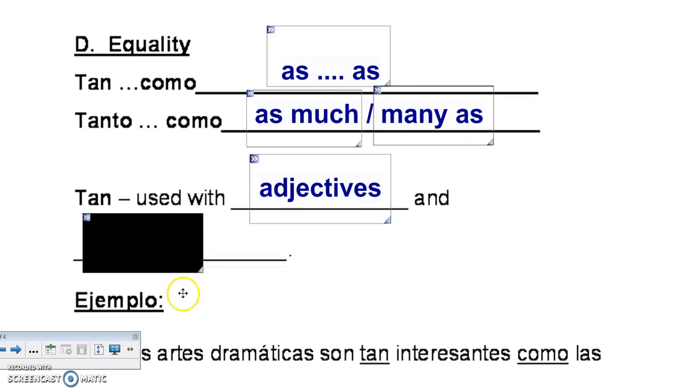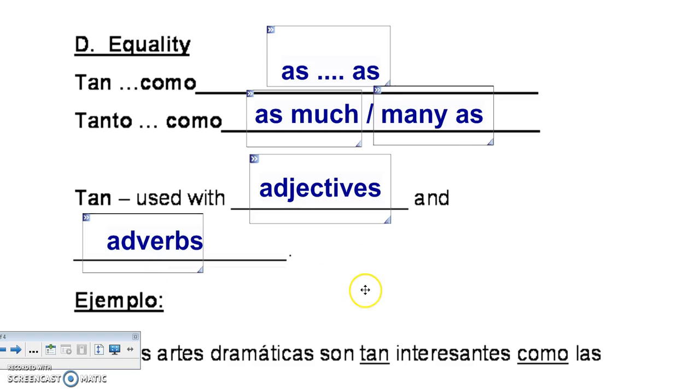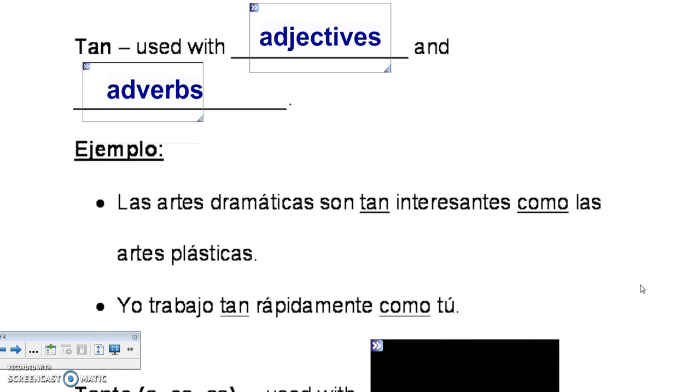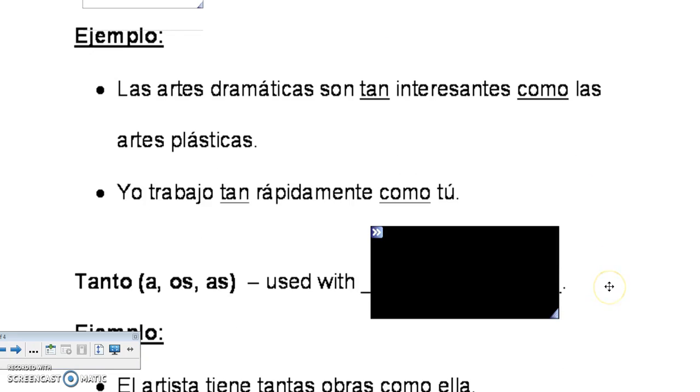So tan is going to be used with adjectives and adverbs. For example, las artes dramáticas son tan interesantes como las artes plásticas. So dramatic arts are as interesting as plastic arts. Or yo trabajo tan rápidamente como tú. In this example, we're using an adverb. I work as quickly as you.